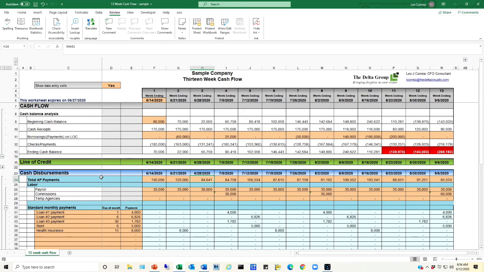This also eliminates those constant calls from vendors, because when you make an agreement with them up front, they feel more comfortable. If you deliver on that agreement, they have confidence in you, and although they're not getting all their money when they want it, the fact that they're getting regular payments and things are moving forward, more than likely they're going to work with you. This takes the pressure off the constant vendor calls and allows you to concentrate on operating your business.